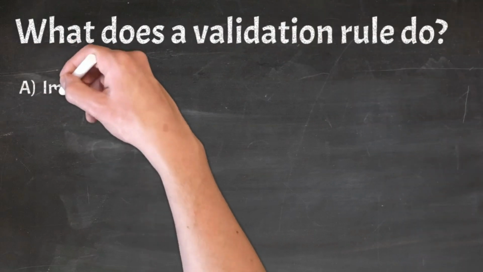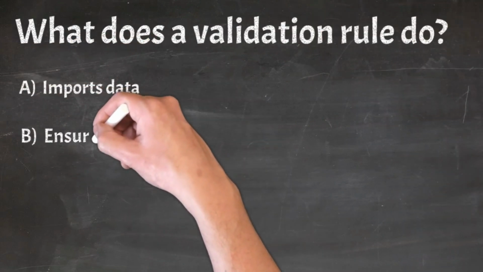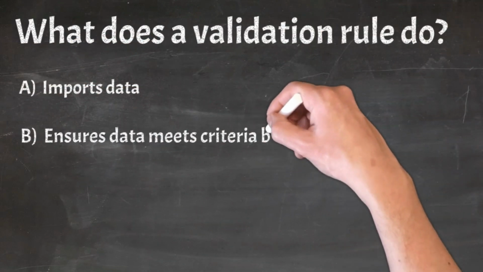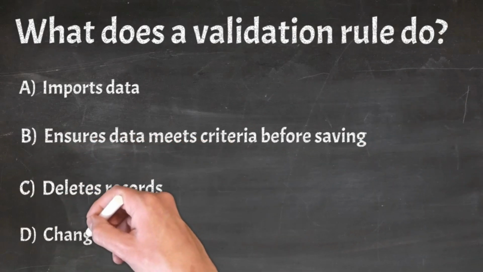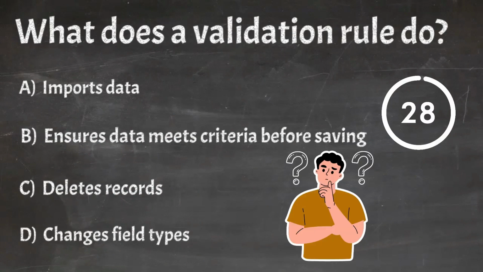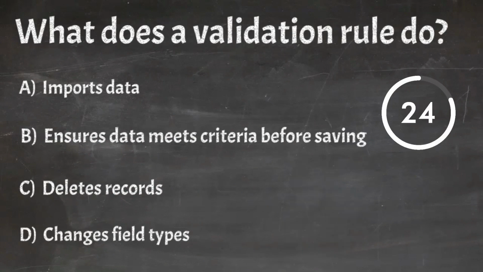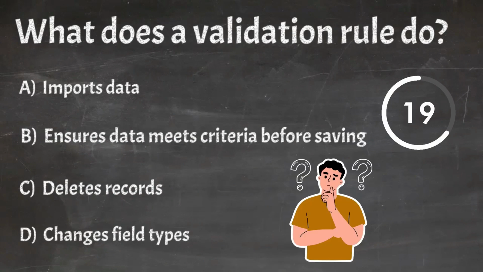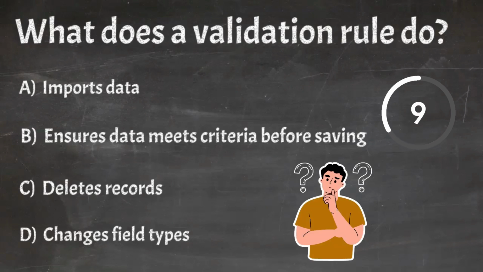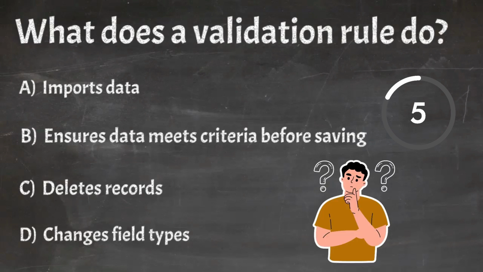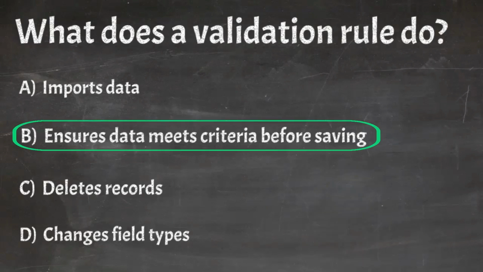Question 26. What does a validation rule do? A. Imports data. B. Ensures data meets criteria before saving. C. Deletes records. D. Changes field types. Correct answer B. Ensures data meets criteria before saving.